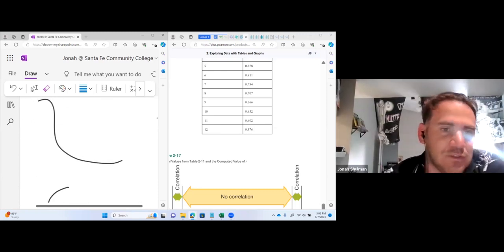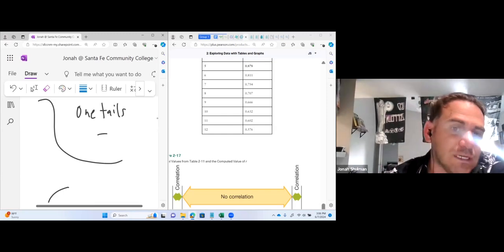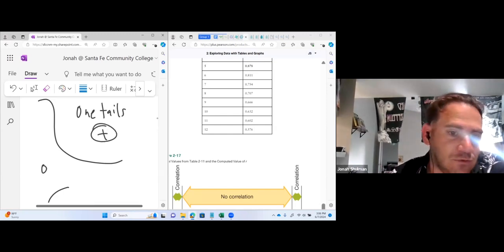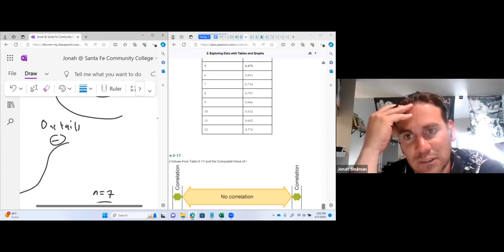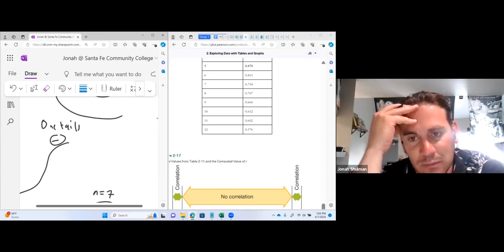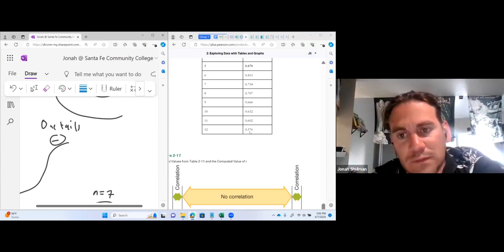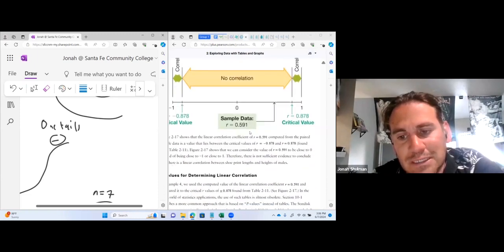Now, if one tail, these are like one tail businesses. So one tails, that means we're only going to say it's positive, or we're only going to say it's negative. That happens a lot for t-tests and things like that. But if we really are saying that the test grades are going to be positive, we're only going to look at one side. You can't kind of switch it at the ends.